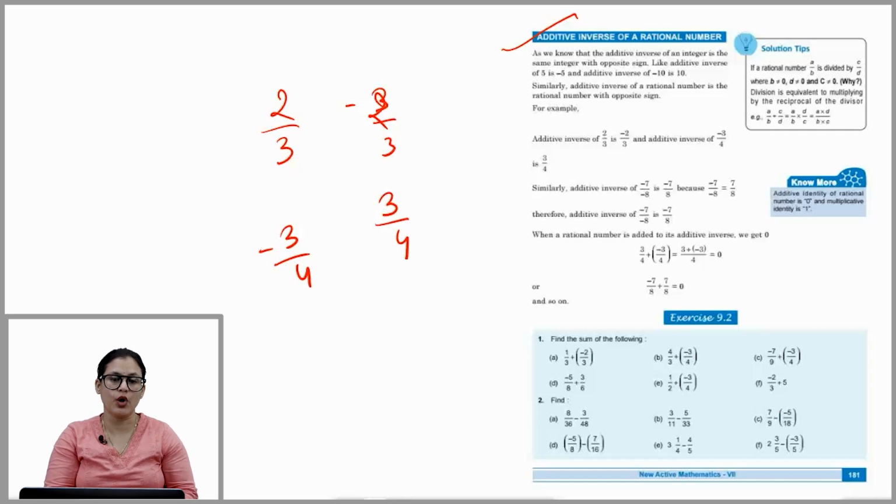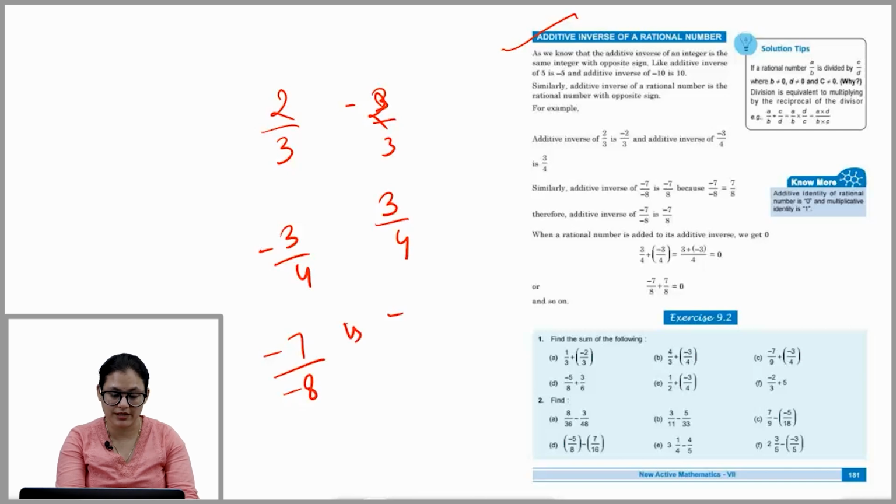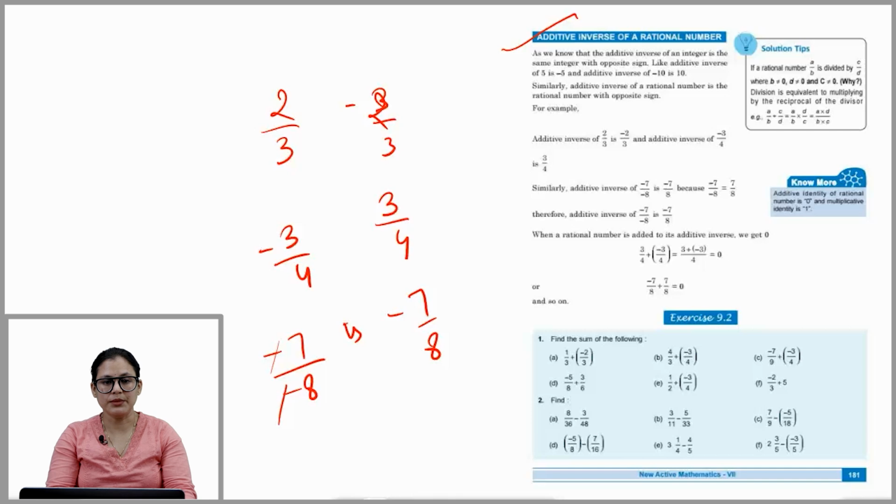Similarly, the additive inverse of minus 7 by minus 8 is what? Minus 7 by 8, because these two signs will cancel out. Because minus 7 by minus 8 is equal to 7 by 8, therefore the additive inverse is minus 7 by 8. When a rational number is added to its additive inverse, we get 0. The additive identity of a rational number is 0 and the multiplicative identity is 1.